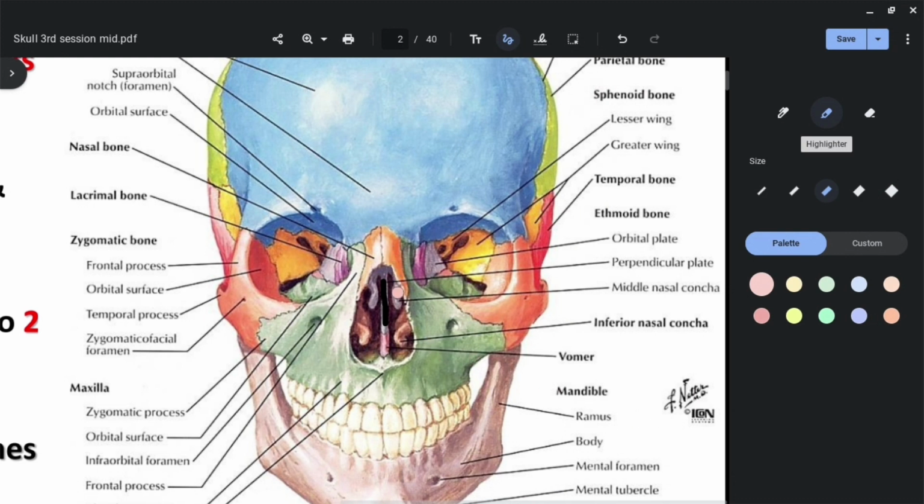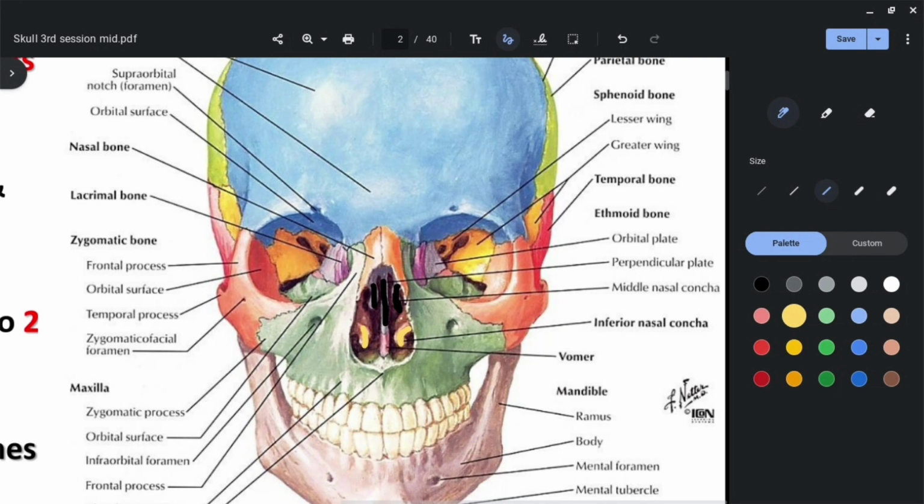Just remember that we can't see the superior nasal concha; we can only see the middle nasal concha and the inferior nasal concha. This is the middle nasal concha, on both sides. This one in the middle is the perpendicular plate, and lateral to it we have the middle nasal concha. Inferiorly we have the inferior nasal concha, but these are not part of the ethmoid.